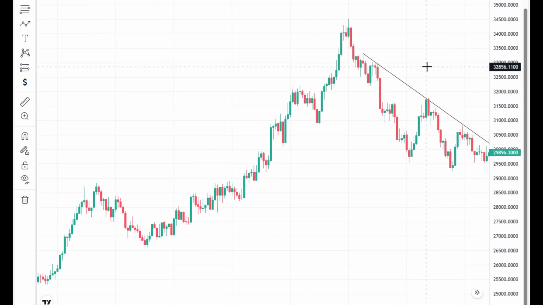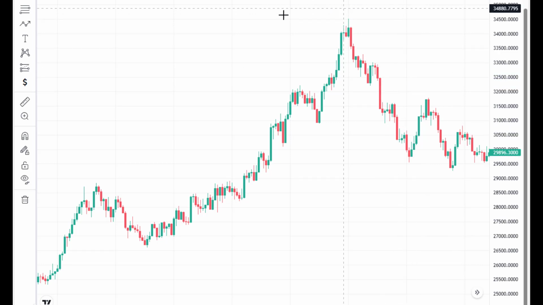Now another mistake people do is, when they are trading trend lines, they usually draw and they don't get the touches.